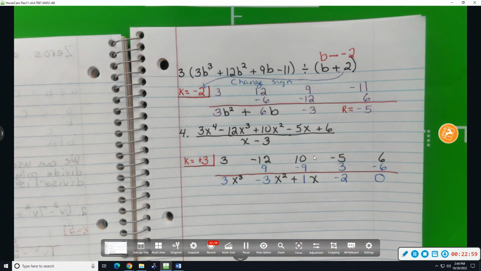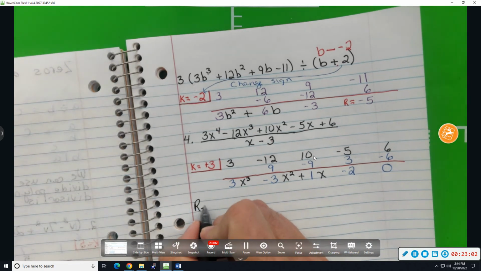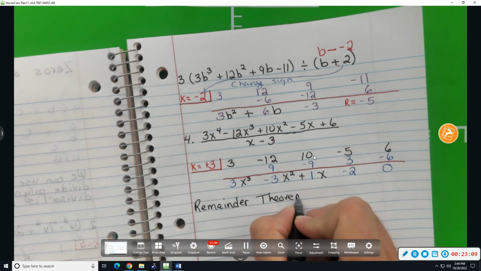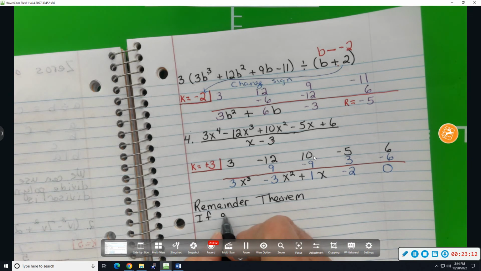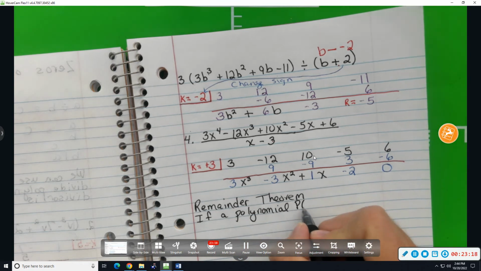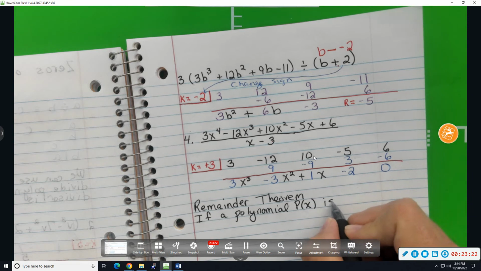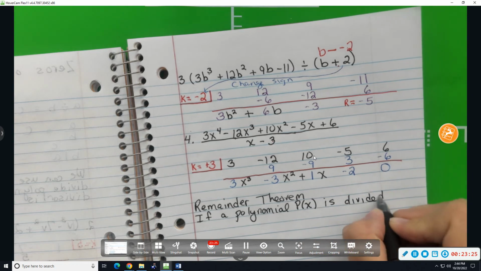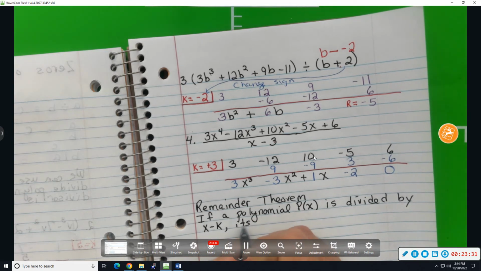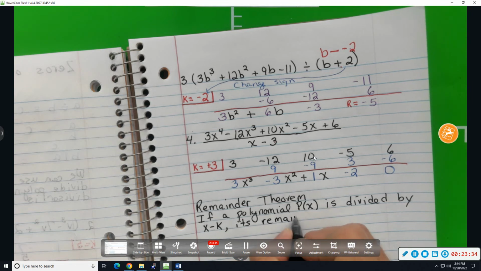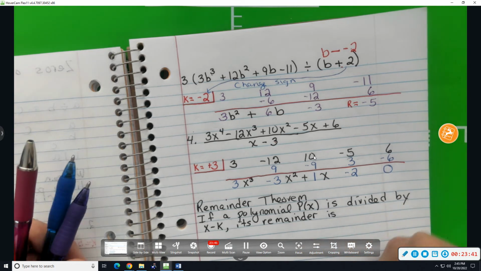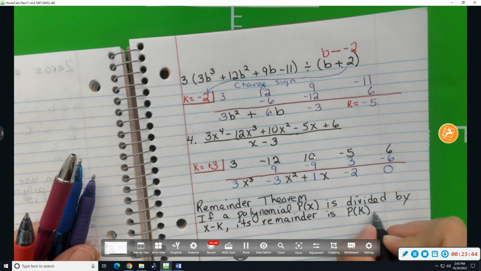Okay, why am I mentioning that? Well, there's something called the remainder theorem, and we're about to use it on problem 5. It says, if a polynomial, I'm going to call that polynomial P of X instead of F of X, is divided by X minus K, its remainder is exactly P of K. P of K.